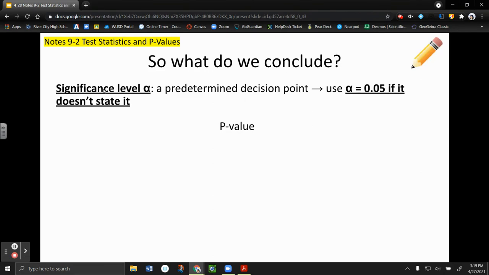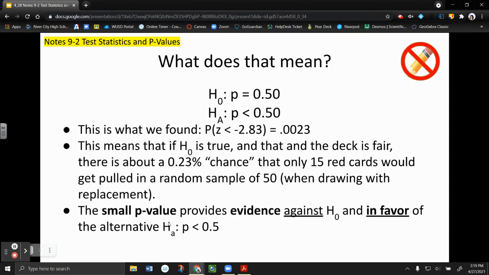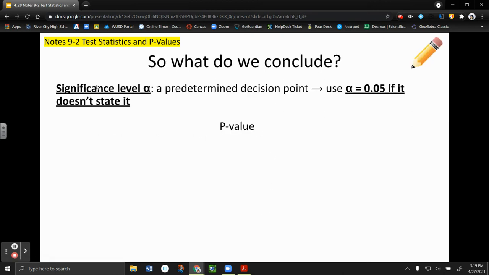So what do we conclude? We have to ask ourselves, how good is that evidence? Well, to give a concrete answer, we have what are called significance levels, which we use with the symbol alpha. This is the Greek symbol alpha. It is a predetermined decision point. Old school statistics says to use an alpha of 0.05. I'm just going to use that for the sake of simplicity.